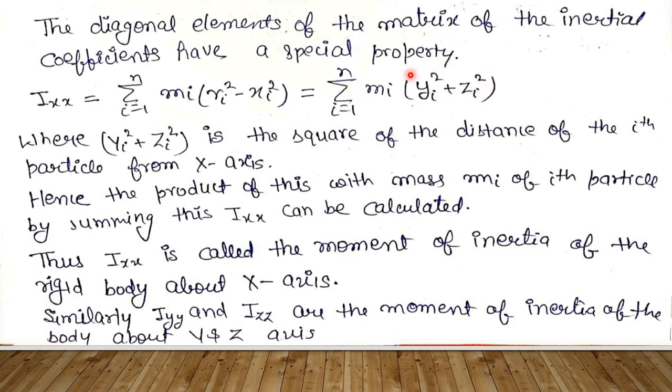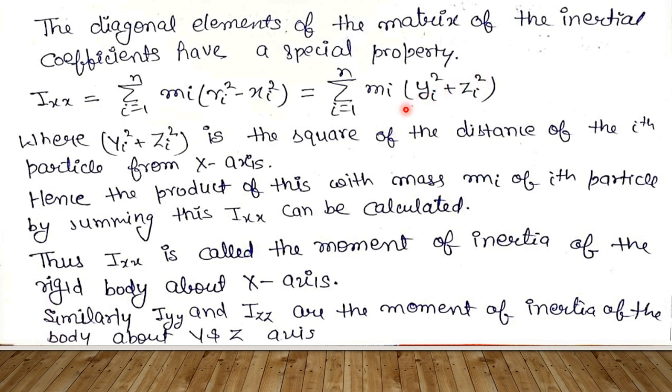So this is the square of the distance of the ith particle from the x-axis, and this is the mass of the ith particle. So we can say this is the moment of inertia of the ith particle, because we know that moment of inertia I equals m r square. If we take this for the ith particle, then this will be the term. If we take the summation for all the particles, meaning i equals 1 to n of mi (yi square plus zi square), then this will represent the moment of inertia of the rigid body about the x-axis.